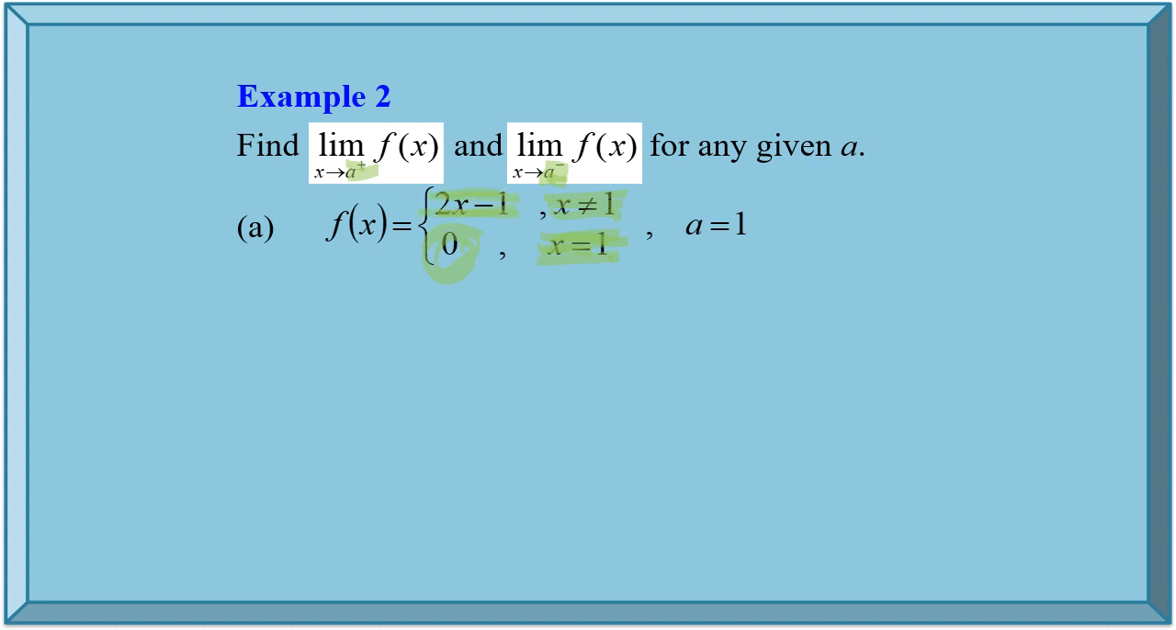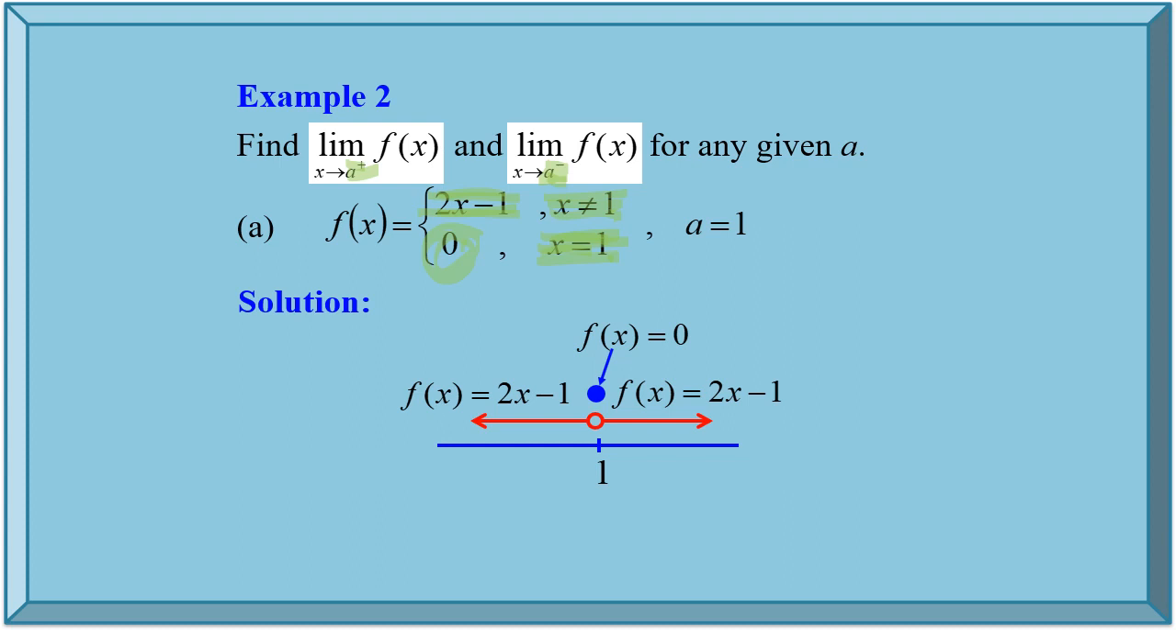So let's say our a is equal to 1. How do we find the limits on both sides? This is our line at a equal to 1. On our graph at a equal to 1, f(x) is equal to 0, right? At that point, a equal to 1. That's why it's a dash dot here. And then for x not equal to 1, so this side and this side, the right side and the left side of 1, the function is 2x minus 1.